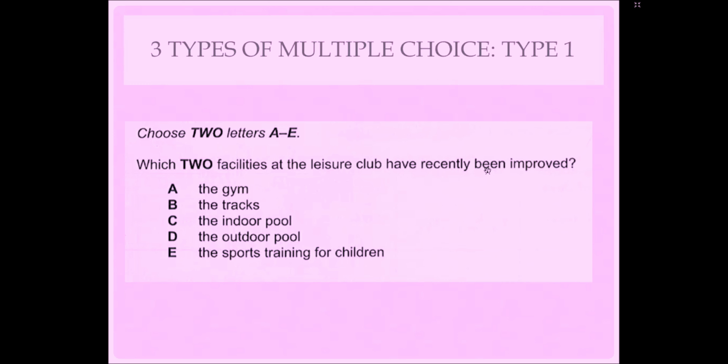Now, how are they going to make it tricky for you? Well, they're not going to say the gym has recently been improved. They're going to use synonym language for saying that. So they might be talking in a conversation or a lecture, and they might say, the gym has gotten some new upgrades. Okay. Well, new upgrades is a synonym for recently been improved. That means gym is one of the answer choices.